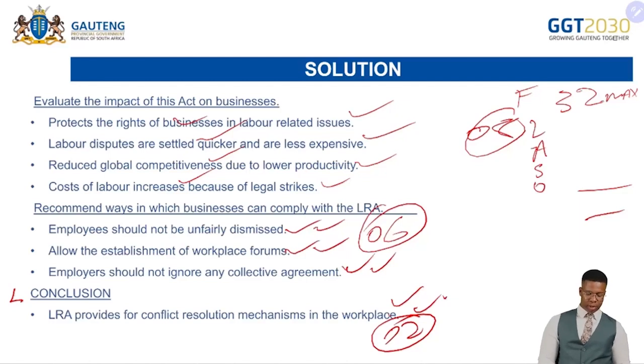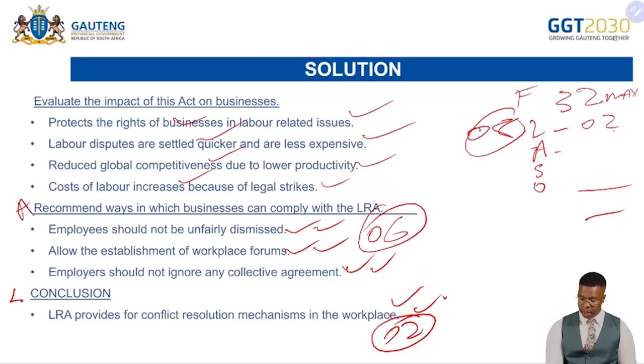Did the learner have an introduction? Yes. Did the learner have a conclusion? Yes. And did the learner provide all the subheadings? Yes. That is the first A. And then, did the learner have 16 marks and above? Looking into the facts, 32 marks? Yes. That is the second A.